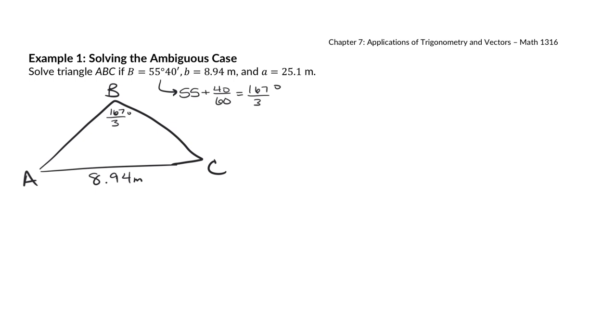Little b straight across from that is 8.94 meters. Oh, look, I already have a pair. Law of sines. Yay. And then little a is 25.1 meters. Our goal is to solve this triangle, if possible, because it's possible that it's not. We're going to find A, then we'll find C, then we'll find the missing side length. This is exactly what we did last class.